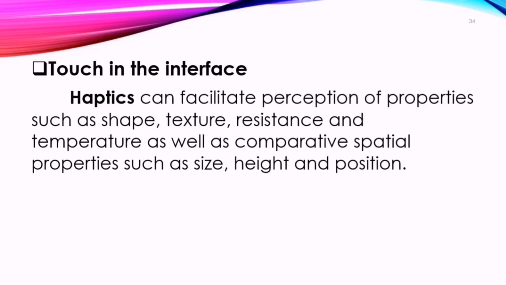Haptics can facilitate perception of properties such as the shape, texture, resistance, and the temperature, as well as comparative spatial properties such as the size, height, and the position of an object. So this means that it can provide information on the character of objects in the interface.